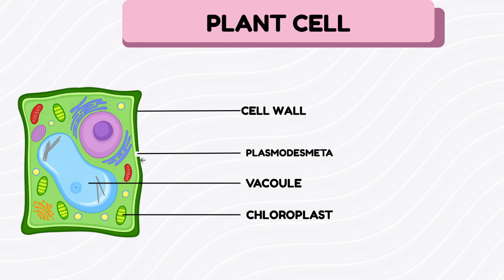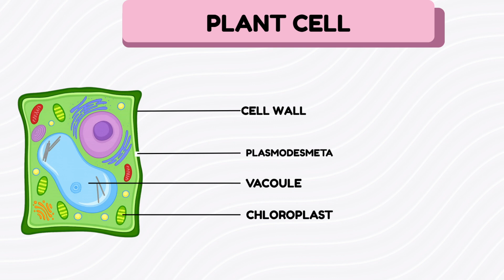The next one we have is plasmodesmata. It's a narrow opening which attaches it to the other cell, and it is responsible for the transportation of substances between the cells. The next one is the vacuole, and as you can see, it's a huge one.